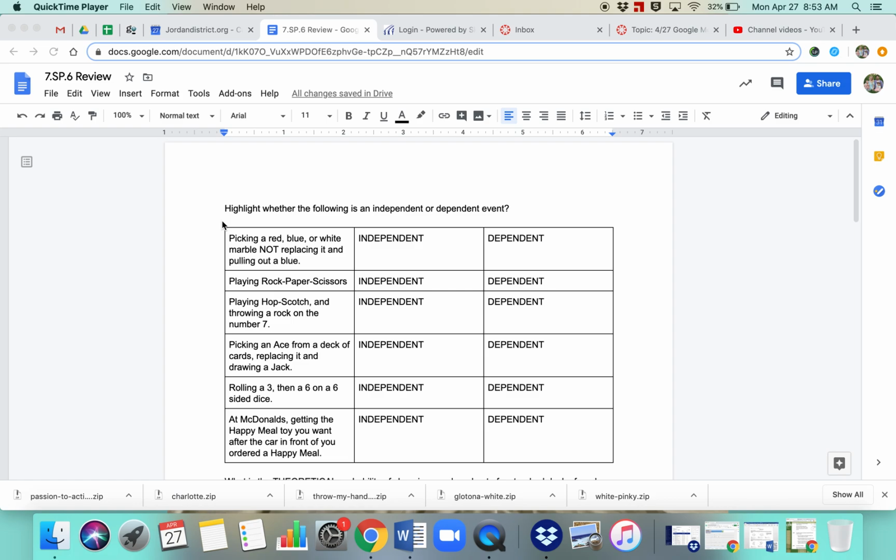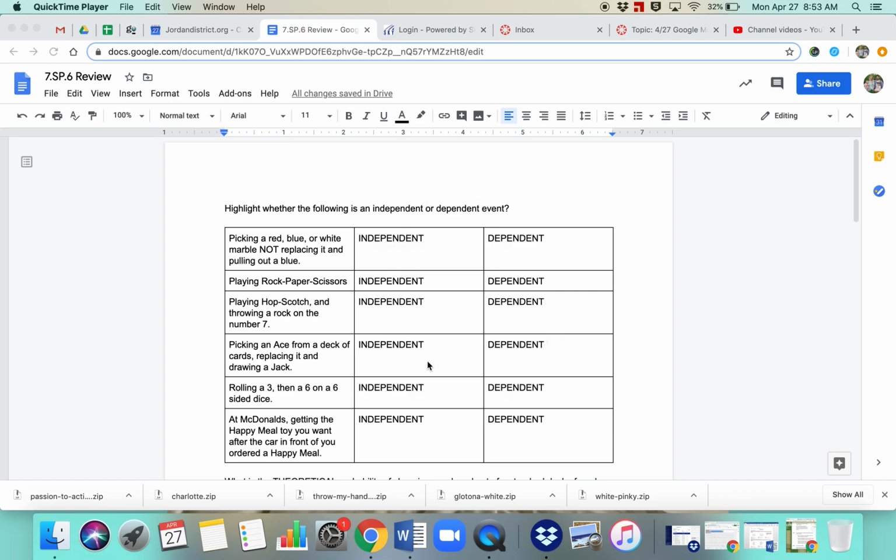7.6p review. So, dealing with probability and statistics when given a bigger sample size. So, first, you're going to determine whether the following situations or the following events are independent or dependent. So, you're going to highlight your answer, whether it's independent or dependent.